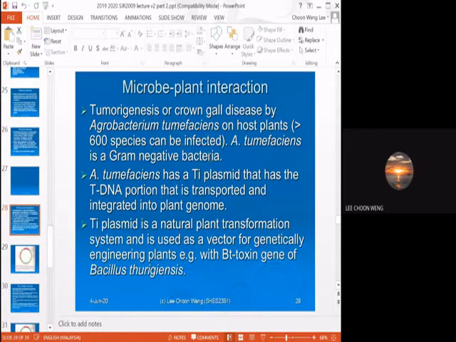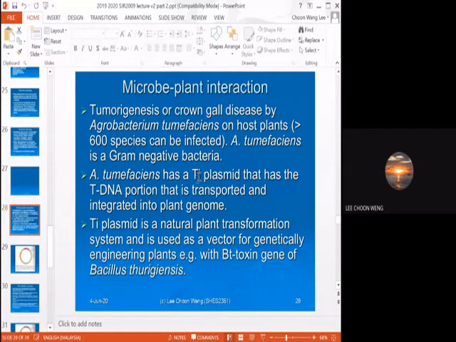So Agrobacterium tumefaciens is a gram-negative bacteria. Okay, it's special because its host range is wide. It can infect more than 600 species. So unlike certain parasites that are very host specific, this one can infect a lot more plants, over 600 species. Then the tumor-inducing plasmid is the plasmid that allows it to form the tumor. Tumorigenesis is the formation of tumors in plants.